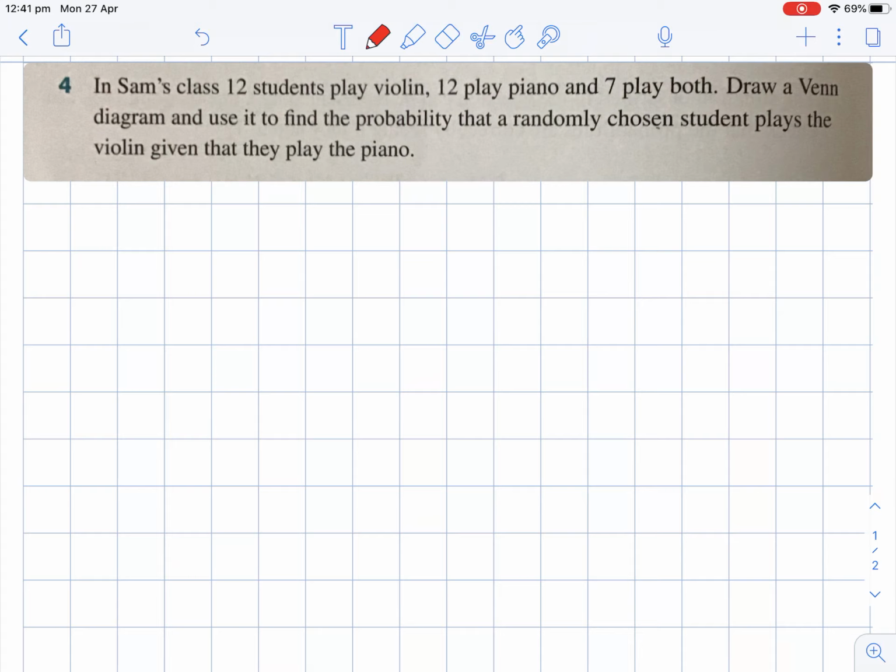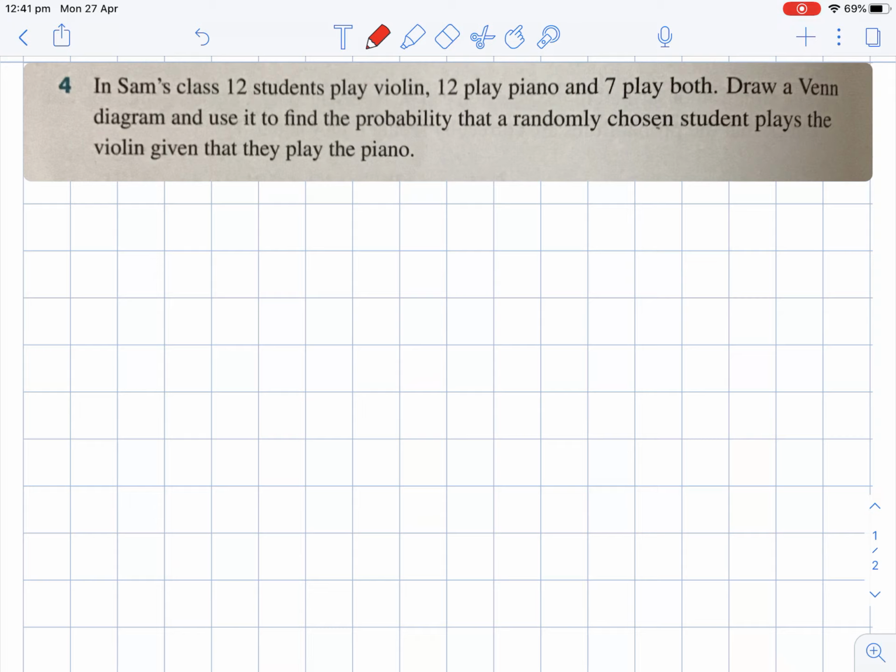So I wanted to make a couple of videos about conditional probability to help explain what's going on. I've grabbed this question straight out of your textbook. This is from exercise 9F, and I'm going to use it to have a bit of a discussion about two different strategies for solving problems that involve conditional probability.